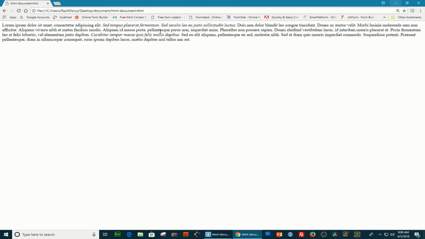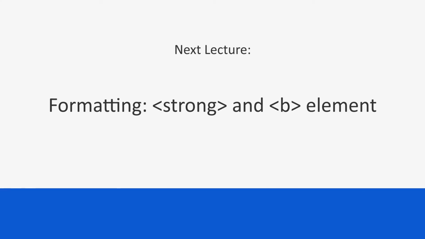Notice that the visual presentation is the same as the EM element. In fact, both of them are alike, just with a huge difference. The EM element is a semantic element and the I element is not. Well, that is it for this lecture. In the next lecture, we're going to continue looking at formatting, and we're going to be focusing on strong and B tags.